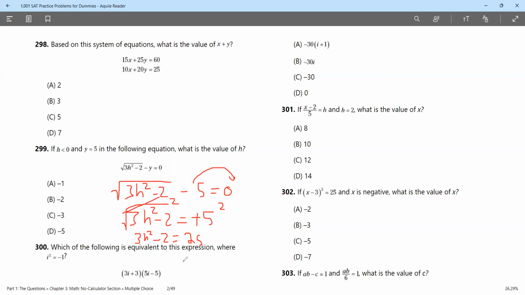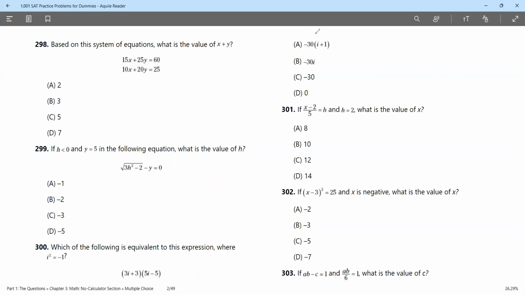And then we will move negative 2 by addition. So it will be 25 plus 2 is equal to 27. And then h squared will be equal to 27 divided by 3, which is 9. So h will be equal to negative 3. Okay, that was a very easy question. Let's move on to the next question.